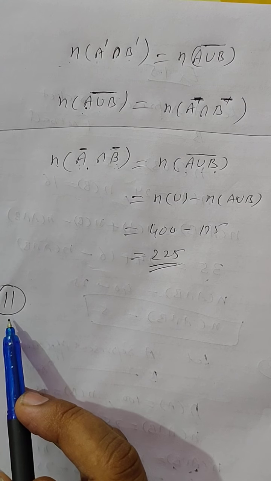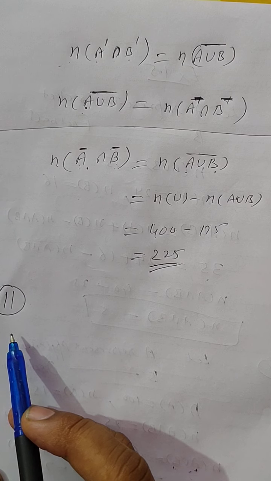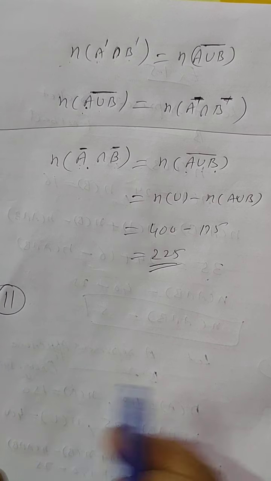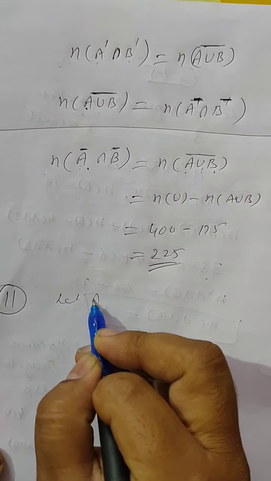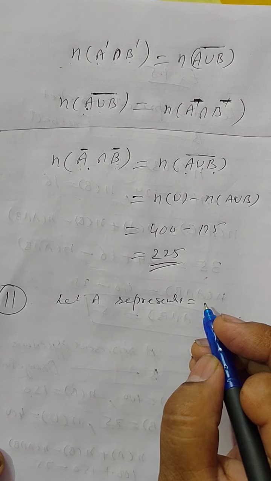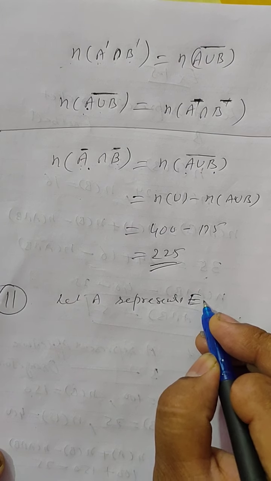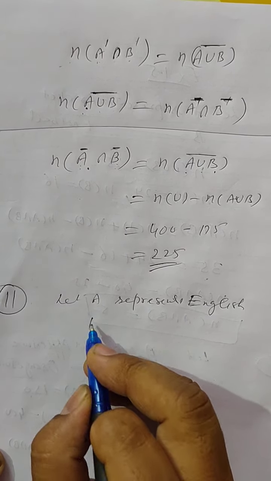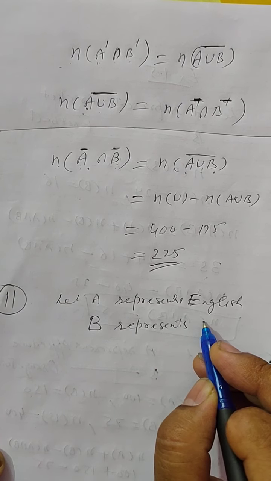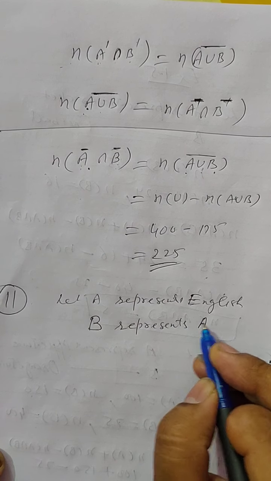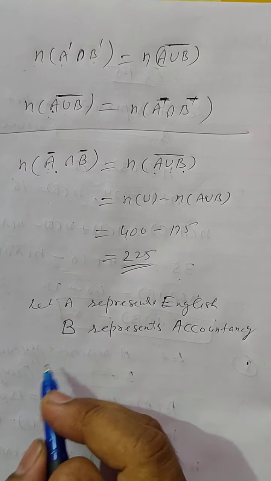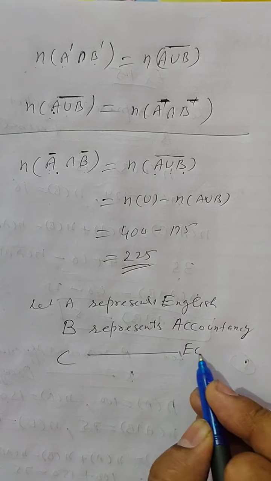Now 11th question. Out of 40 students in a class, 16 study English, 22 accountancy, 26 economics. We may write here, let A represent English, B represent accountancy, and C represent economics.